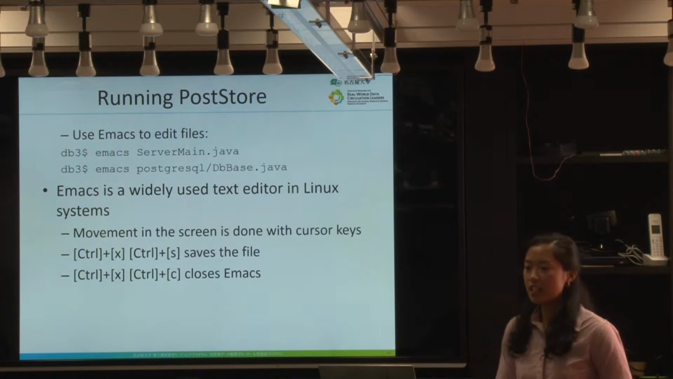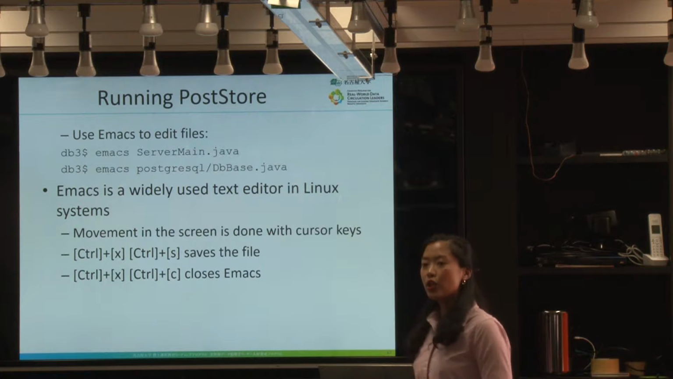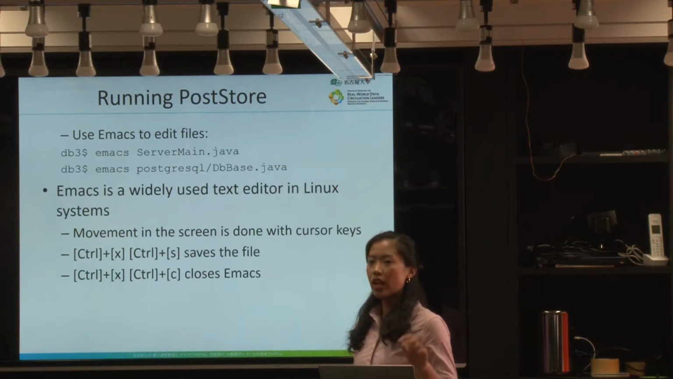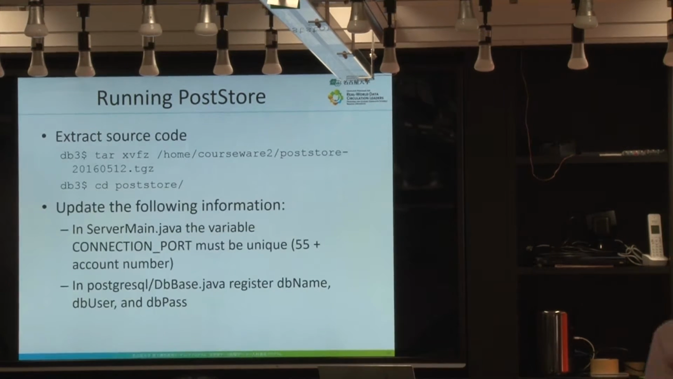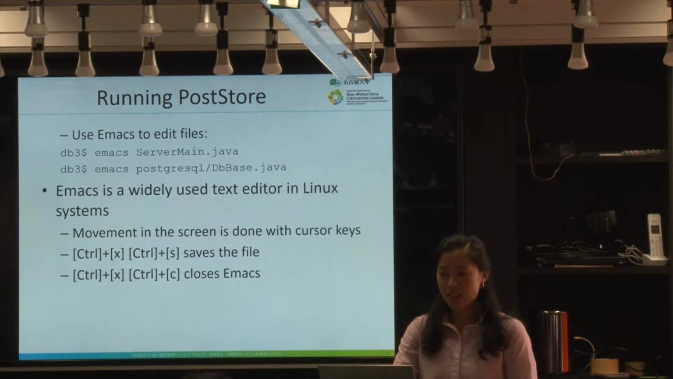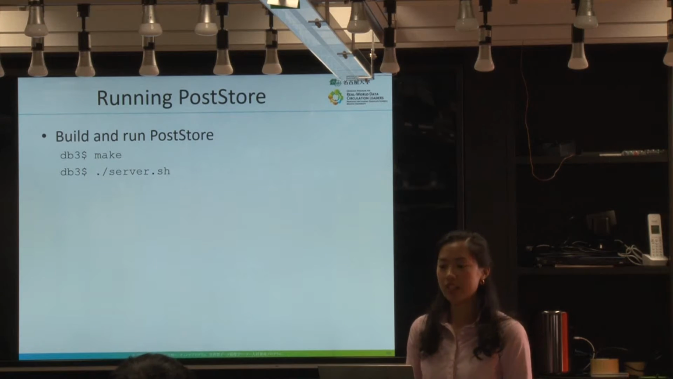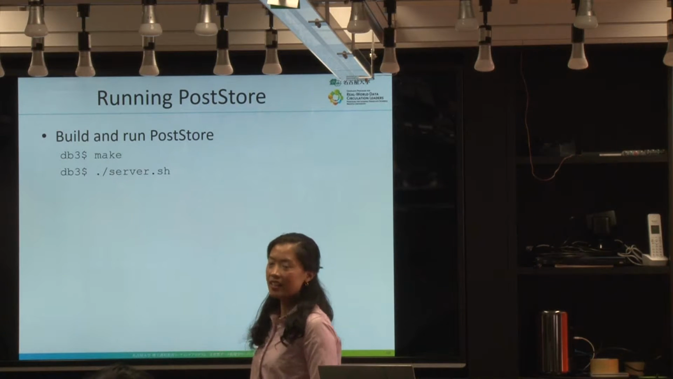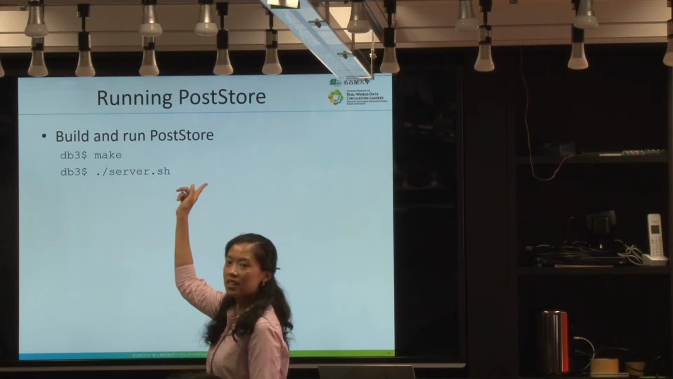Whenever you make changes to server main.java and dbbase.java, press Control X and Control S to save the files, and to close, Control X and Control C. You have edited the following files and saved them. You have to build and run the post-store Java application. So in the command line, just type make. And after the processing, just type this.